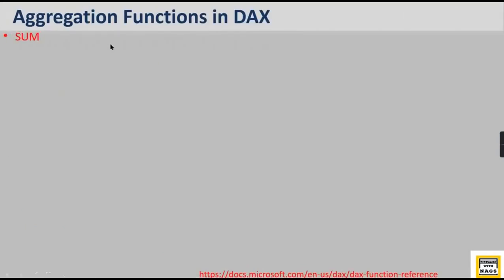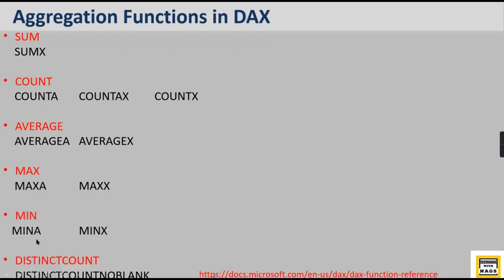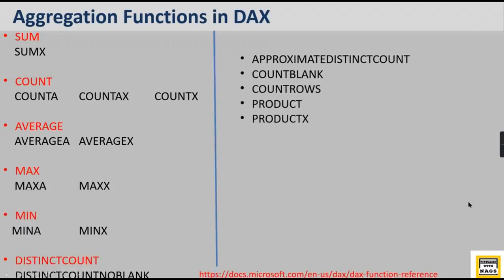So what are aggregation functions? Basically, you have transactional data and you want to see the data in an aggregated manner. So what are those? You have SUM, COUNT, AVERAGE, MAX, MIN, and DISTINCTCOUNT. These are the different aggregation functions available. Apart from these five highlighted in red, you also have other aggregation functions which are rarely used, and in some cases most of them will use COUNTROWS or COUNTBLANK as well.